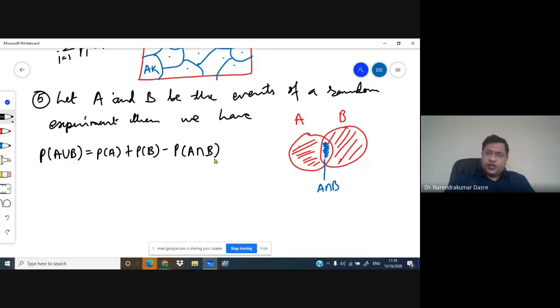Minus probability of A intersection B, because we have considered this region twice. That's why once we have to subtract it. So we'll have now this region plus this region and plus this region. So the probability of A union B is equal to probability of A plus probability of B minus probability of A intersection B.